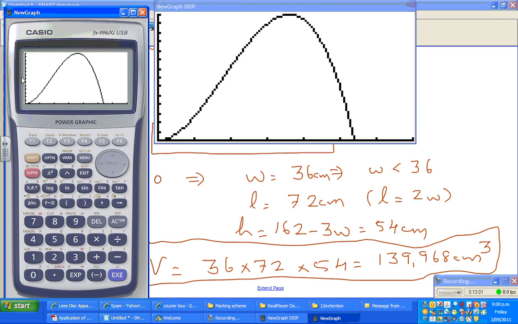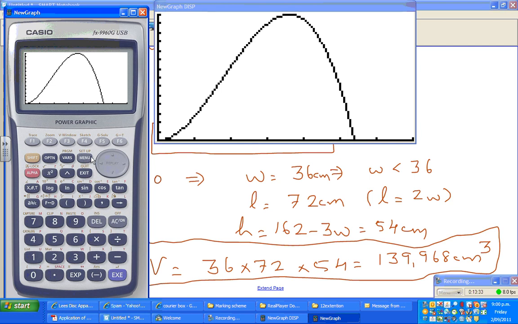Can you see? On this axis you've got the width, and on this axis you've got the volume. When the width is zero, the volume is zero. You can't have volume with zero width. As you increase the width, the volume will keep increasing. It will reach the maximum at this point where the gradient is zero, and then it will go down, and again you will have zero volume.